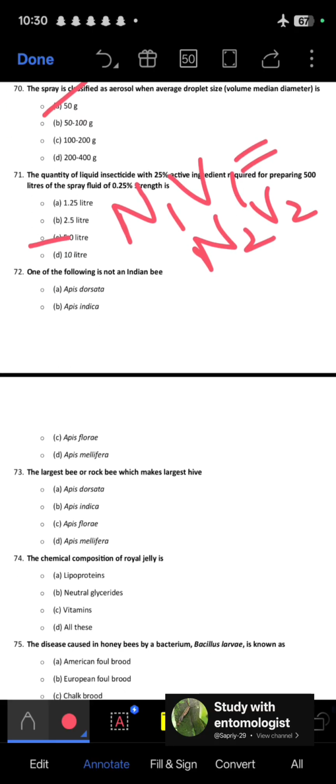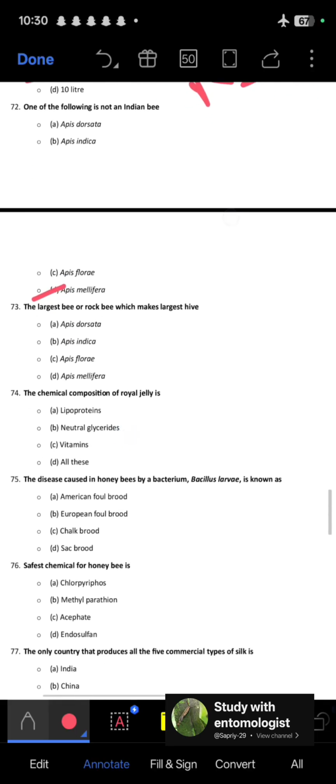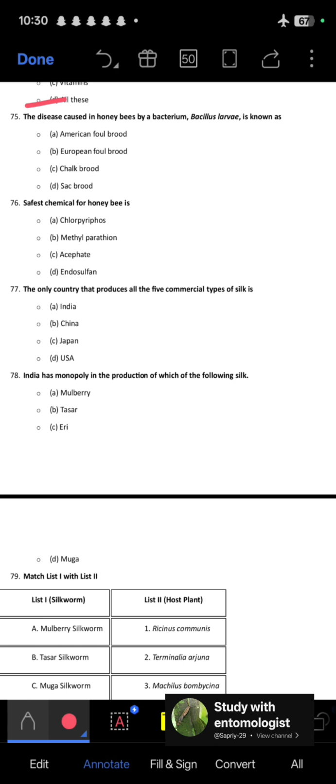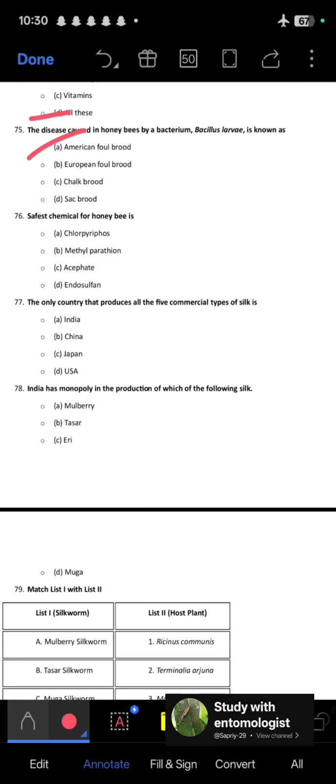Next, which one of the following is not an Indian bee? Apis mellifera is an Italian bee. Next, the largest bee, or rock bee, which makes the largest hive, is Apis dorsata. Next, the chemical composition of royal jelly is, so royal jelly contains lipoproteins, natural glycerides and vitamins. All these belong in royal jelly. Next, the disease caused in honeybees by the bacterium Bacillus larvae is known as American foulbrood. European foulbrood is caused by Melissococcus pluton. Then the safest chemical for honey bees is endosulfan.